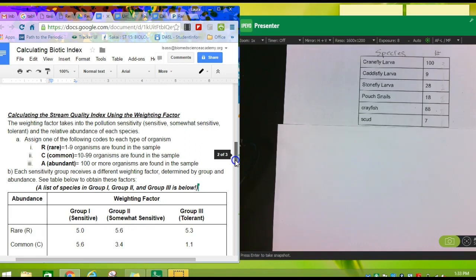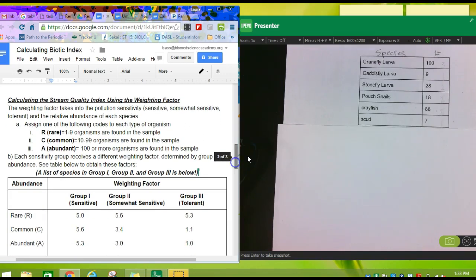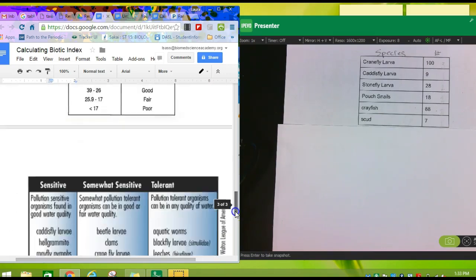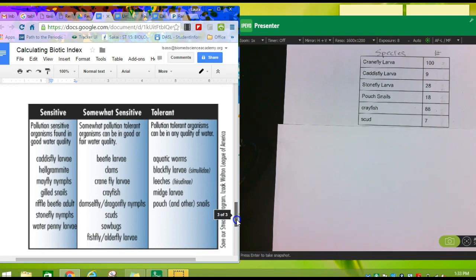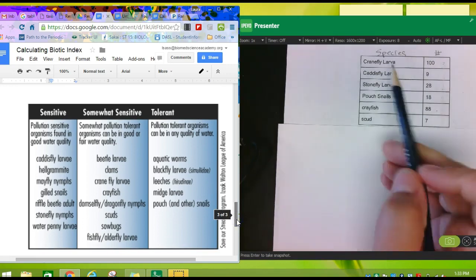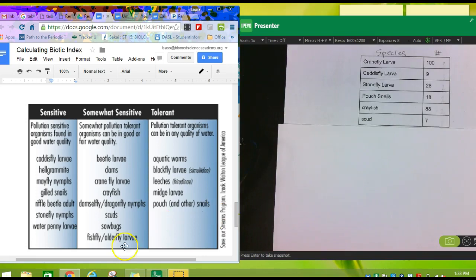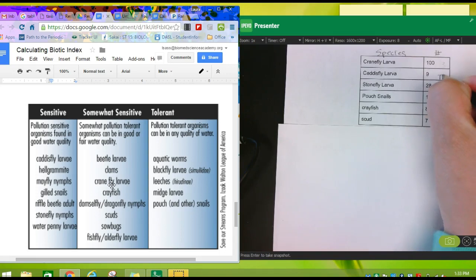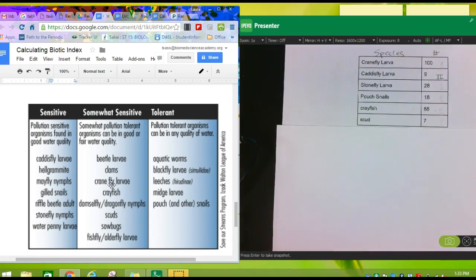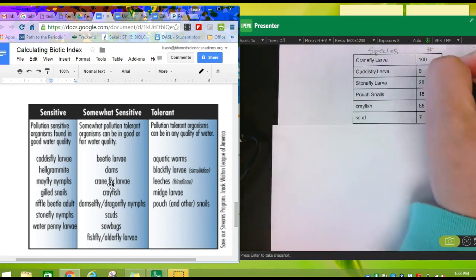And so first thing we want to do is classify our species into, are they group 1, 2, or 3? Group 1 being sensitive, 2 being somewhat sensitive, 3 being tolerant. So how we do that is I have this table already added to the document. So if we look for crane fly larvae, we can see that crane fly larvae fall into the somewhat sensitive category. They're right here. So one thing you can do is just write, they're in group 2, write a 2 there. Oops, put it in the wrong box. 2 should be up here.